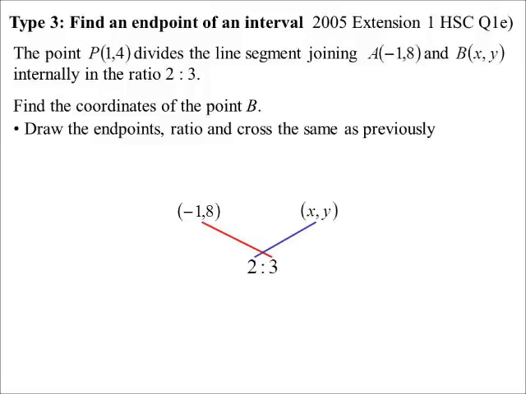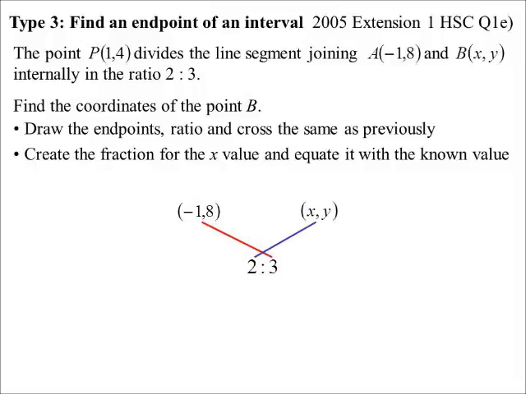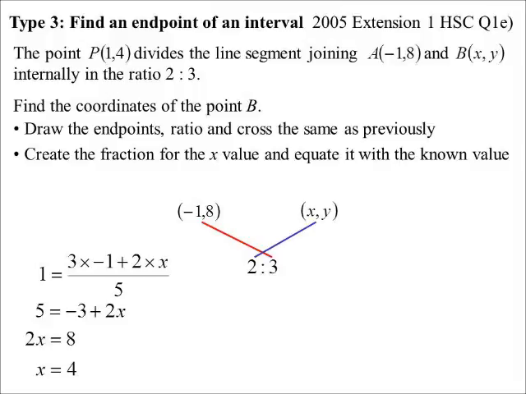Now, I just have to create an equation that'll solve this for me. So, I know the answer to the x value is 1. Bottom of the fraction would be 5. Multiply along the crosses. There's my equation to find x. So I get 5 equals minus 3x plus 2x. I know the x value is 4.